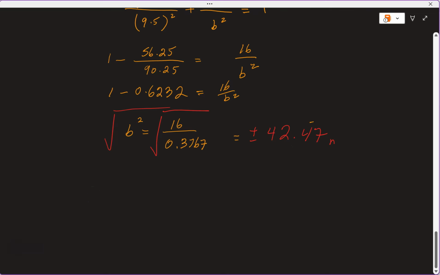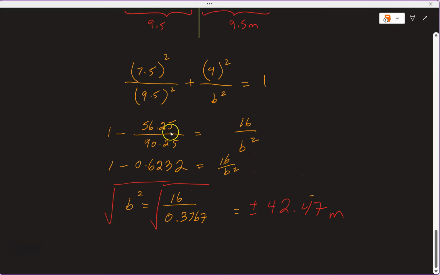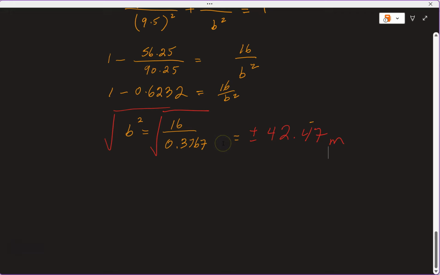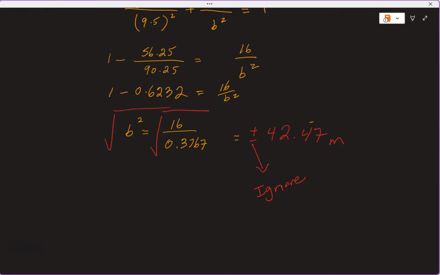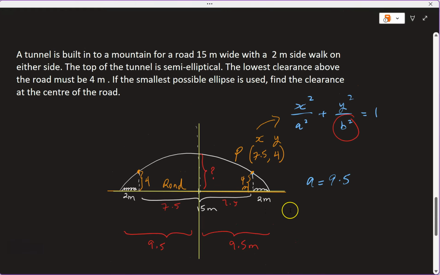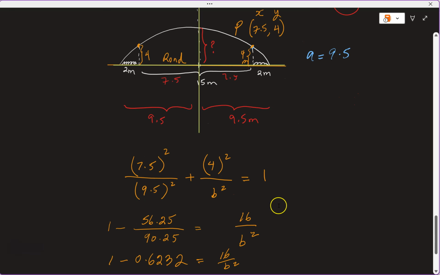Now, when I say plus or minus, of course, we are just looking at the positive part of this ellipse. Obviously, the tunnel is just a semi-ellipse, which means it's the top part, so the negative you ignore. The final answer will be 42.47 meters high. That's the height of the tunnel at the very center of the road, and that is the final answer for b.